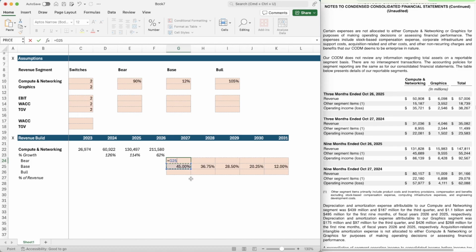So you take the baseline and you multiply it by your bear case and lock in the bear case cell, because we're going to pull this across, and we're going to do the same for the bull case.